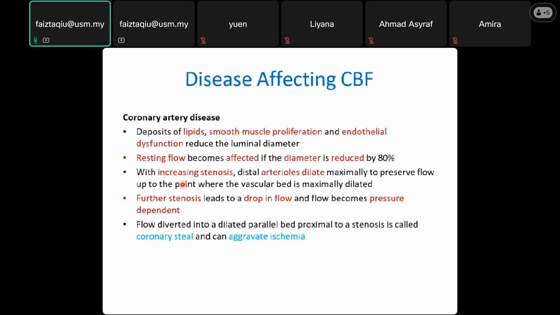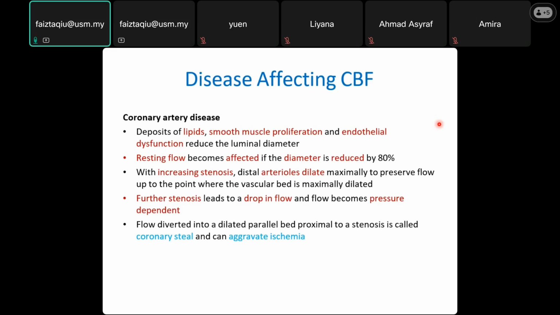Okay, last one is the diseases that affect the coronary blood flow. In coronary artery disease, deposits of lipids, smooth muscle proliferation and endothelial dysfunction will reduce the diameter of the blood vessels. Resting flow becomes affected if the diameter is reduced by 80%. With increasing stenosis, distal arterioles dilate maximally to preserve flow up to the point where the vascular bed is maximally dilated. Further stenosis can lead to a drop in flow. So flow becomes pressure dependent.